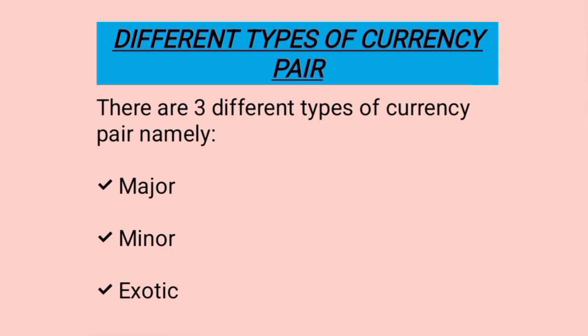Moving on to the different types of currency pair. We have 3 different types of currency pair, namely the major, the minor, and the exotic currency pairs.